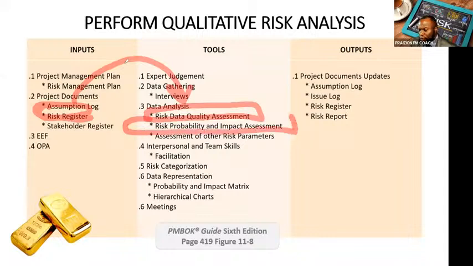And then you also want to do a risk probability and impact assessment, taking a look at probability and impact to score the risk. So your risk register, again, is relevant because you need your risk register to score those risks. Now, there are assessments of other risk parameters that are talked about in the PMBOK Guide. Let's take a look at these very quickly, and you need to get familiar with these for your exam.